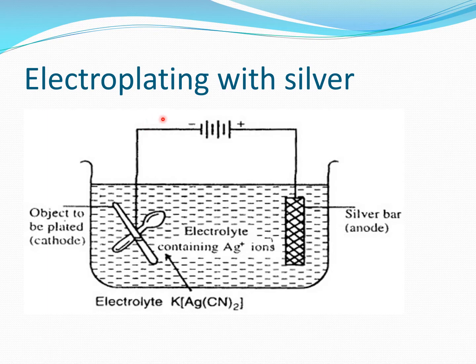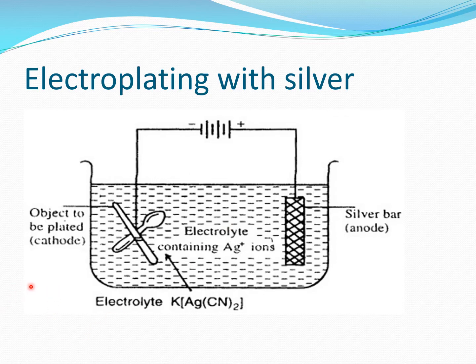Under this electroplating, we are going to study electroplating of an iron spoon with silver. This is a diagram of electroplating. The principle of electroplating is that an active coating metal as anode deposits on the cathodic article in the electrolytic cell with the help of electric current. Example, electroplating with silver.